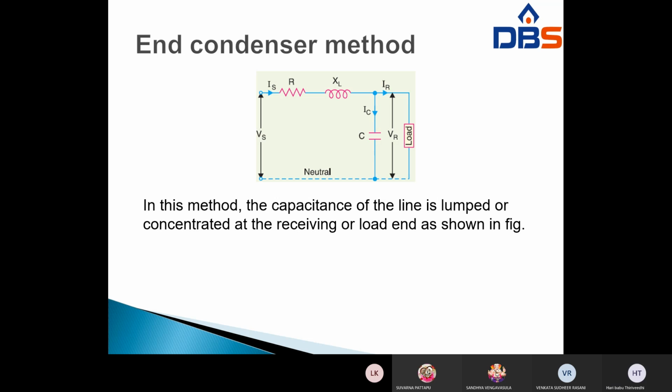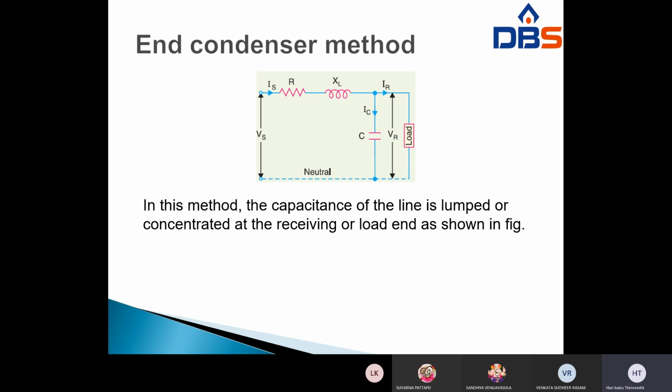Therefore we have to calculate the sending end voltage, after that the voltage regulation. Voltage regulation is equal to the difference between the sending end voltage and the receiving end voltage, expressed by the receiving end voltage. VS minus VR by VR into 100. Then percentage transmission efficiency, that is power delivered per phase divided by power delivered per phase plus line losses, that is VR IR cos phi R by VR IR cos phi R plus IS square R, into 100.